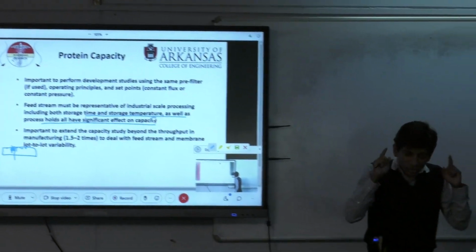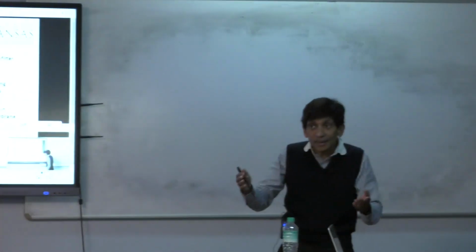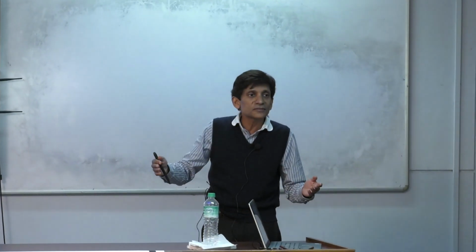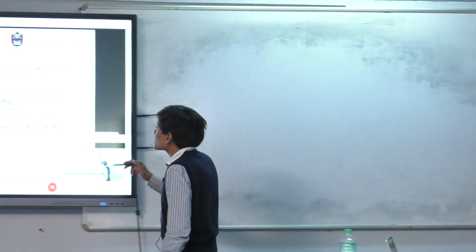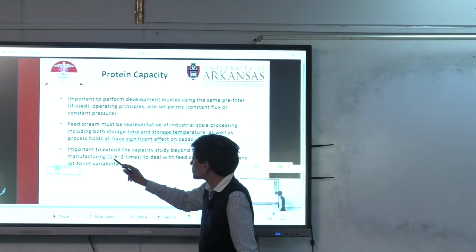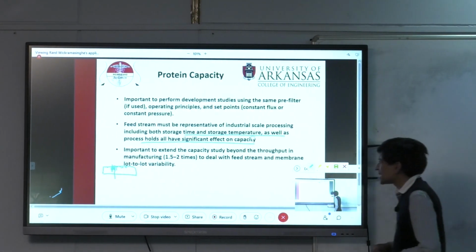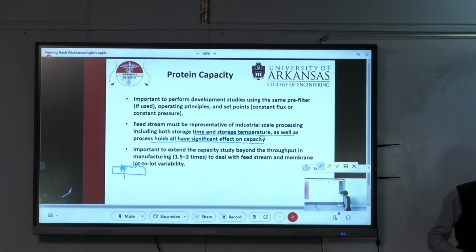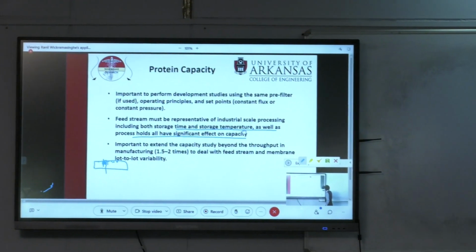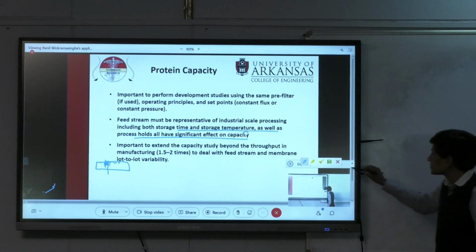So you must make sure when you do your scale-down study that you have the same pressure holds. If you're going to pause for 30 minutes, you should do the same thing again. It's very important you do exactly the same thing, okay? It's also important to extend the capacity study beyond the throughput in the manufacturing process, maybe 1.5 to 2 times, to deal with feed stream and membrane lot-to-lot variability. But that's a typical thing engineers do, right? We like to have factors of safety.